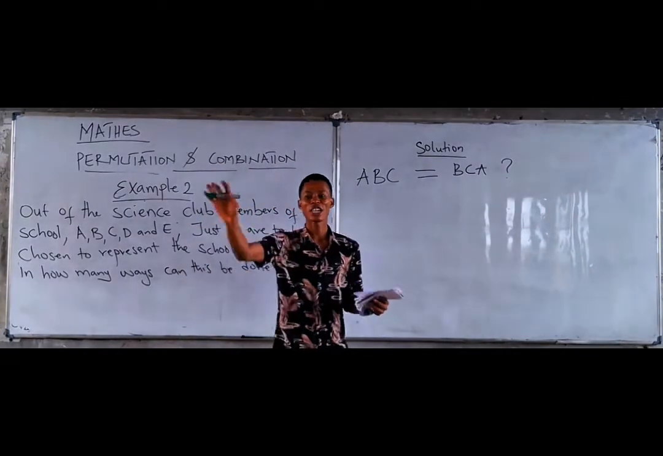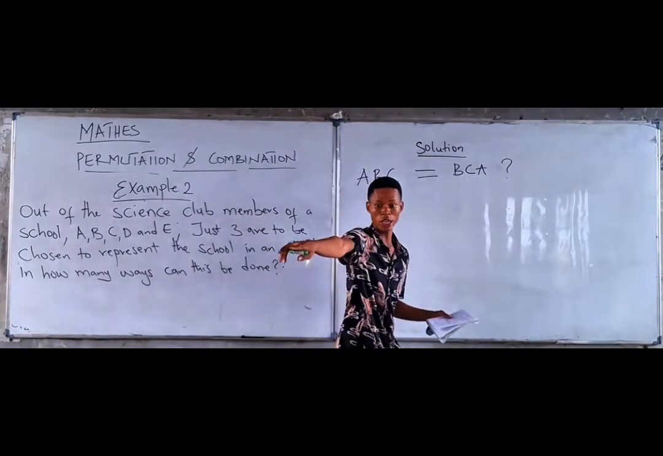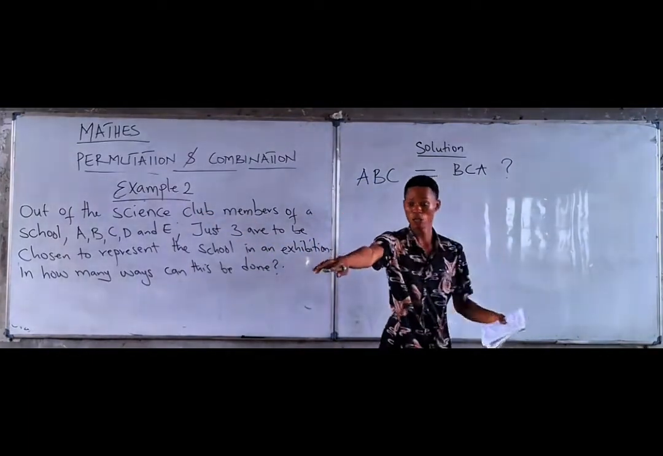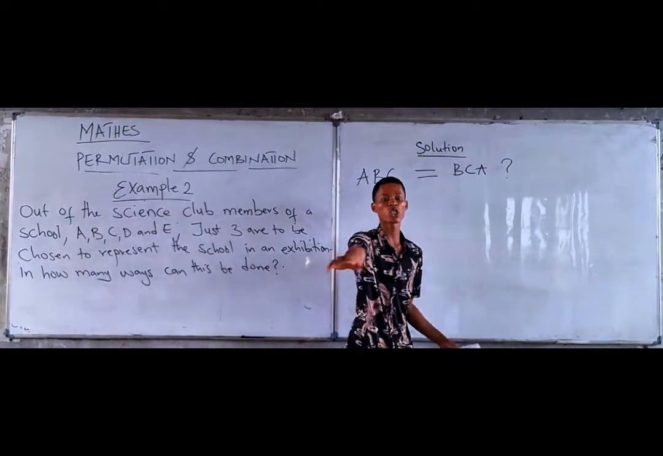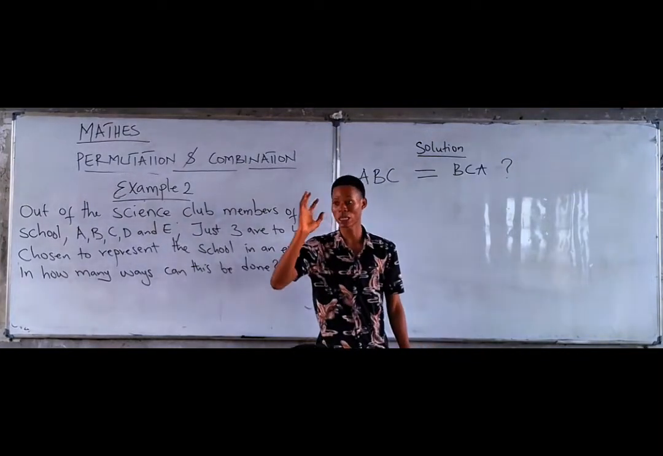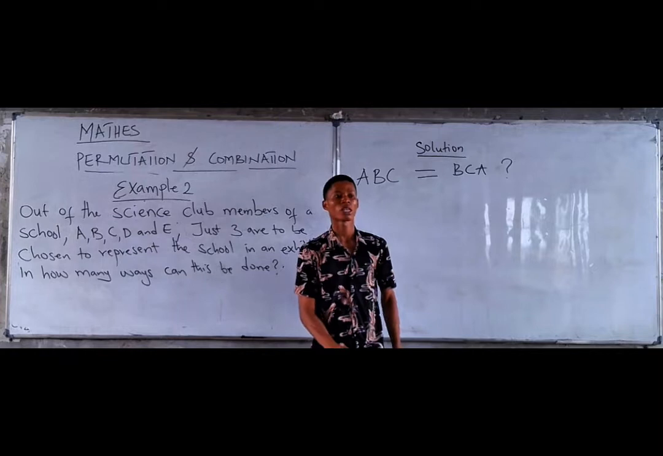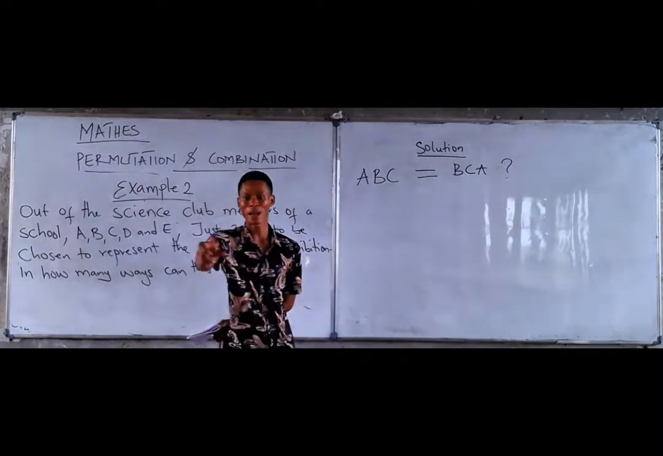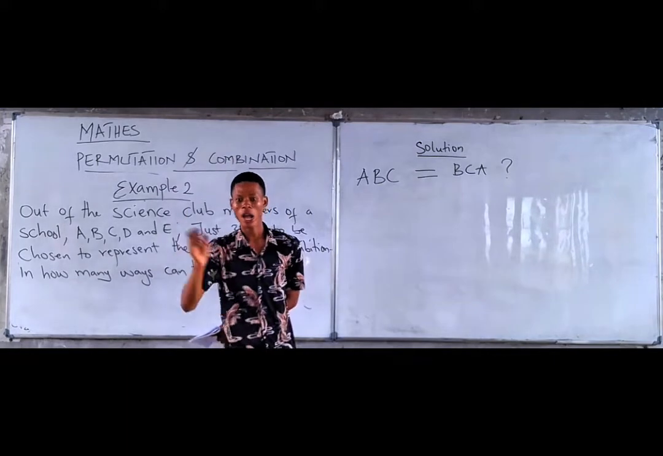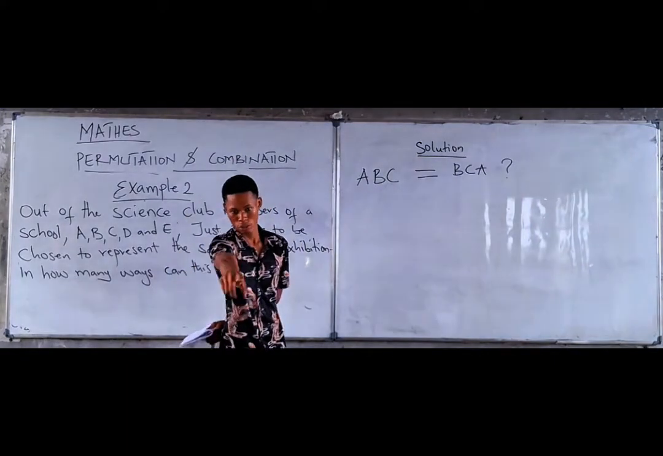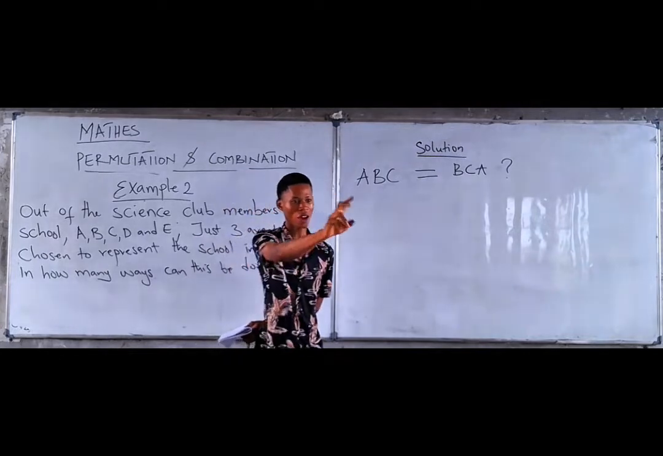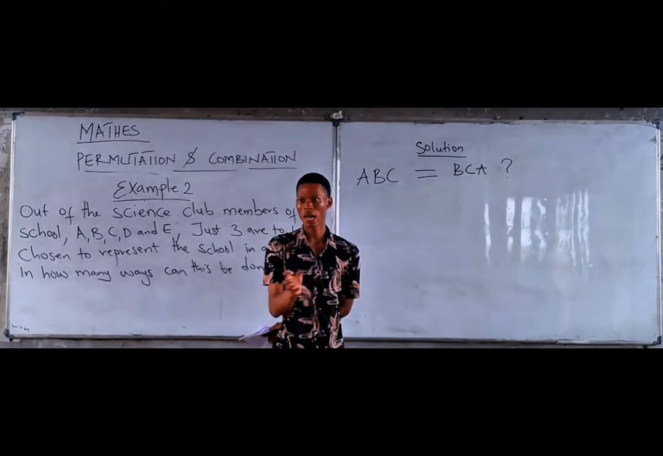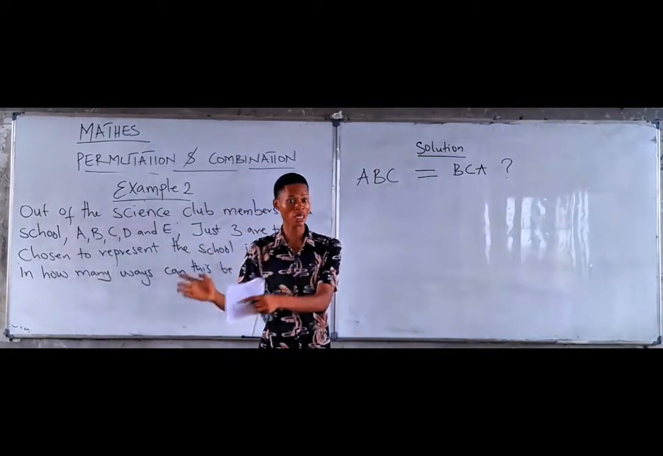Now, there are 5 in a class. Okay, let's use this 5. These are 5 persons, but these are the 3 I'm using now. Out of these 5 persons, I want to choose 3 persons to represent the school. Now, if I choose Favor, Gift, and Amaka, or I choose Gift, Amaka, and Favor, are they the same thing? They are the same set of persons, right?